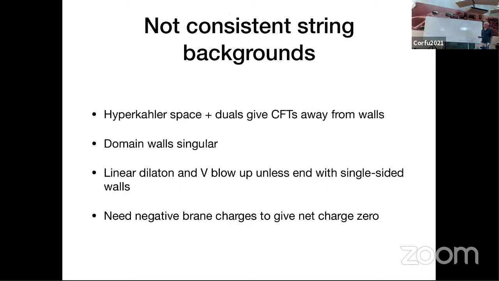However, these are not quite consistent string backgrounds. So although we get hyperkähler spaces, for example, in the geometric case, and the duals give rise to good conformal field theories, the domain walls remain singular, and also the linear dilaton and V blow up with a linear V unless you end with single-sided walls. And we also need negative branes in this story to give zero net charge. So how do we think about what to do with this?